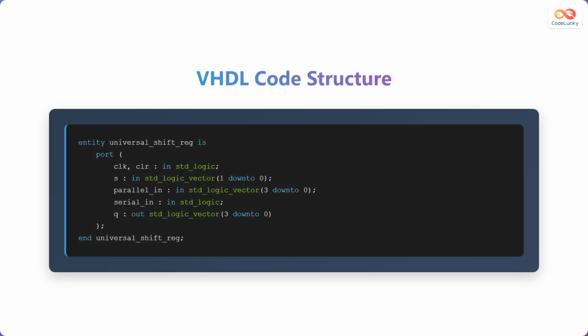Here's a snippet of VHDL code that describes the entity or interface of a universal shift register. The entity is named universal_shift_reg. The ports include the clock, which is named CLK, and clear, which is named CLR, which are both input signals of standard logic type. The input S is a standard logic vector of size 2, going from 1 down to 0. Parallel_in is an input signal, and a standard logic vector of size 4, going from 3 down to 0. Serial_in is an input signal of standard logic type. And finally, Q is an output signal, which is a standard logic vector of size 4, going from 3 down to 0.